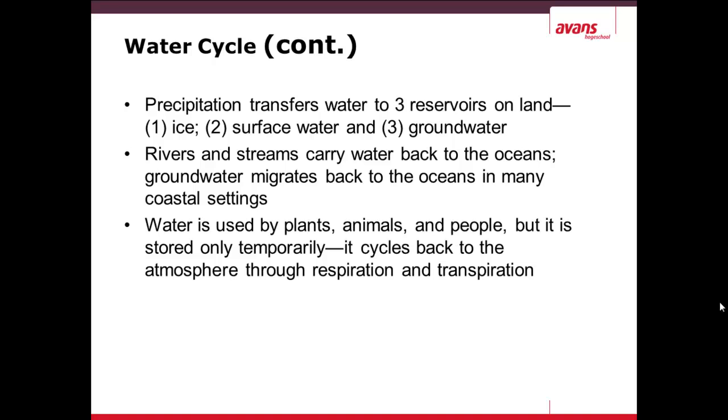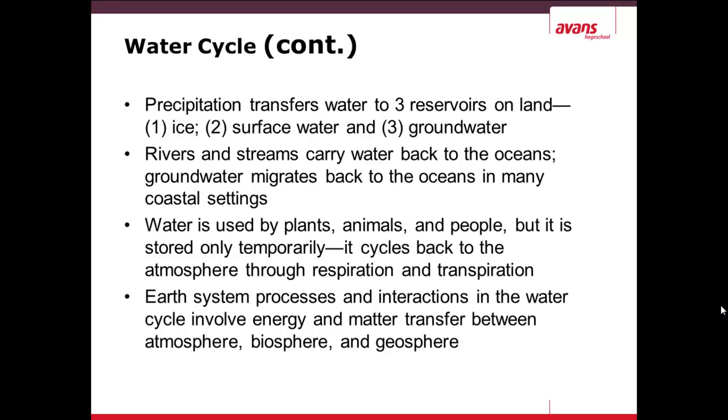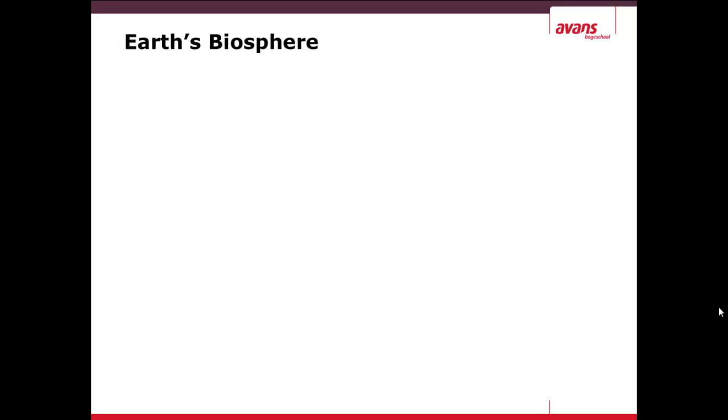Water is used, of course, by plants, animals, and people, which are the biosphere. But this is only a temporary reservoir, and again, it will eventually cycle back into the atmosphere through respiration and transpiration. The water cycle involves Earth system processes and interactions with energy and matter transfer between three other spheres: the atmosphere, the biosphere, and the geosphere.